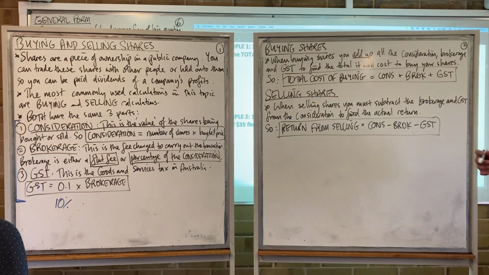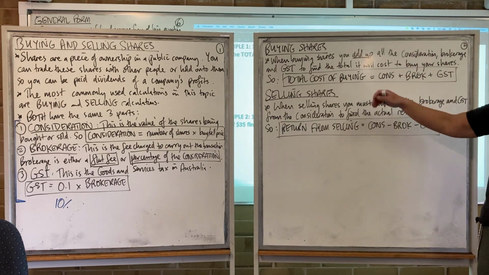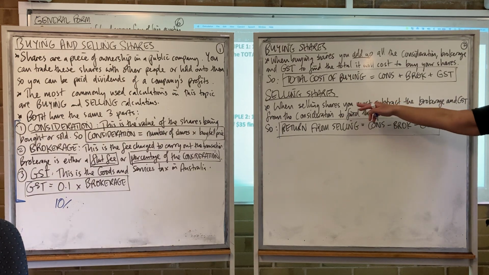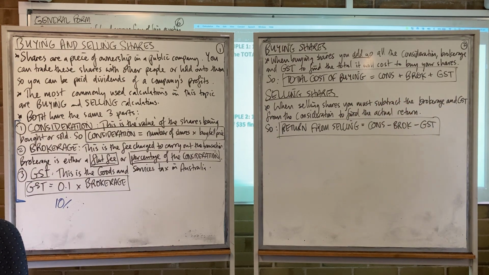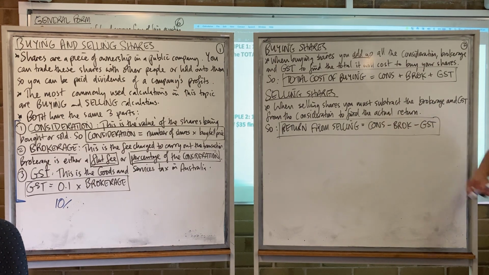And then these 2 things. If you're doing a buying calculation, you add up all 3 of those things, and that will tell you the total cost of buying those shares. But if you're selling the shares, you must subtract the brokerage and GST from the consideration. So can you see here, I've got the consideration again, but I took away the brokerage and I took away the GST. Okay? So that's why I tend to teach these 2 things in the one lesson, because they're literally the same thing. One of them's adding, one of them's taking, okay?